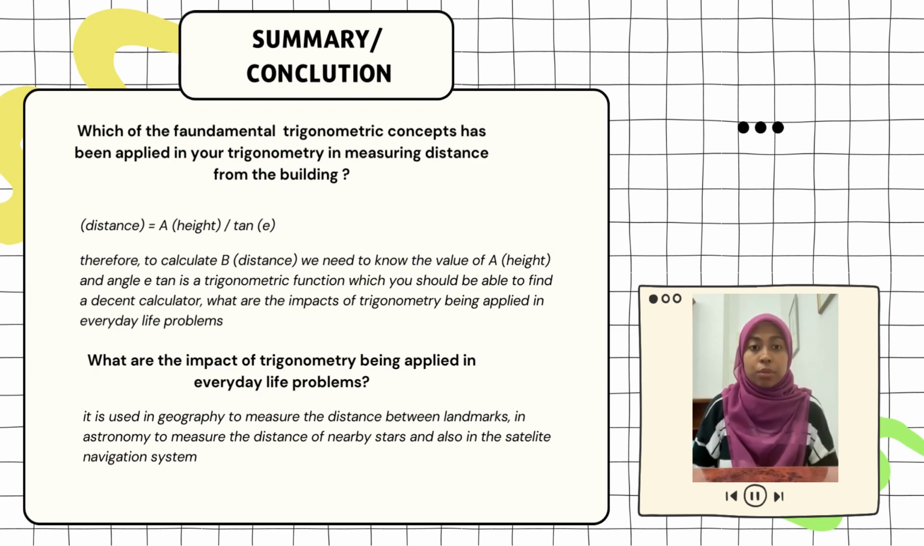Tan is a trigonometric function which you should be able to find on a decent calculator. What is the impact of trigonometry being applied in everyday life problems? It is used in geography to measure the distance between landmarks, in astronomy to measure the distance of nearby stars, and also in the satellite navigation system.